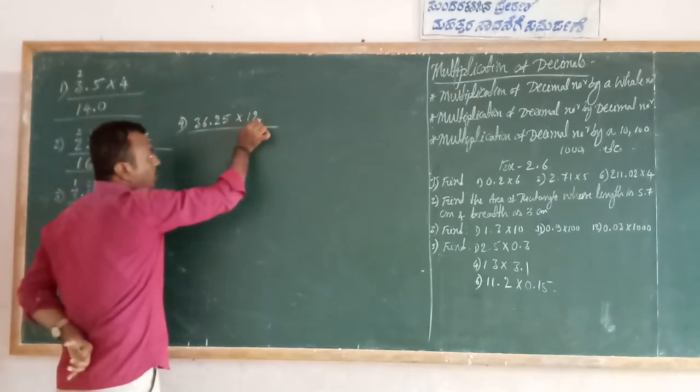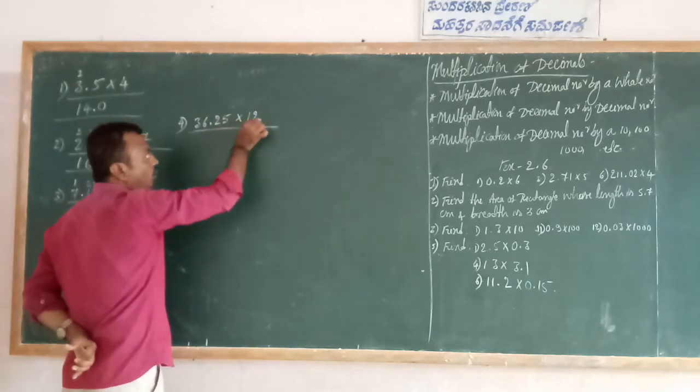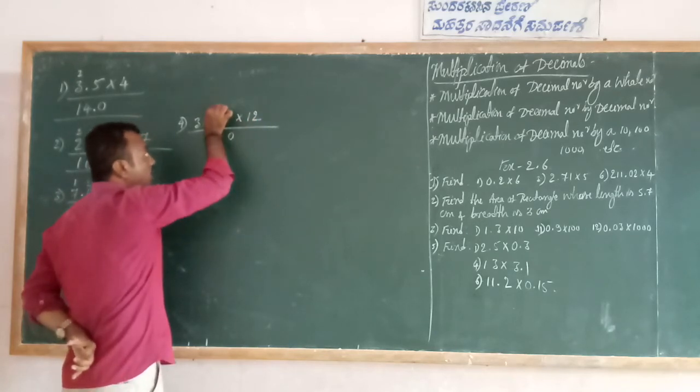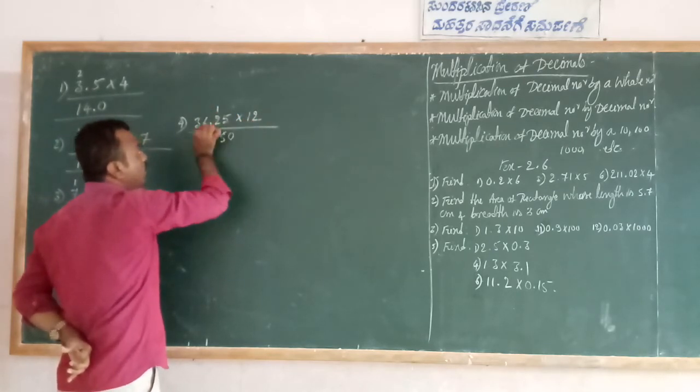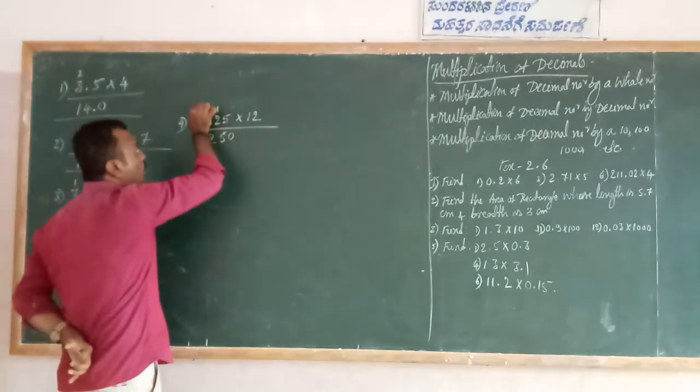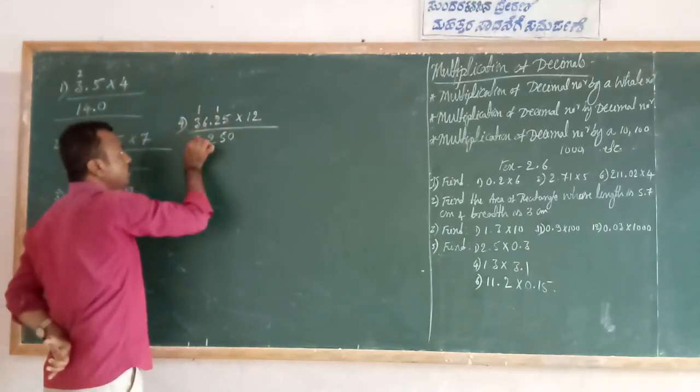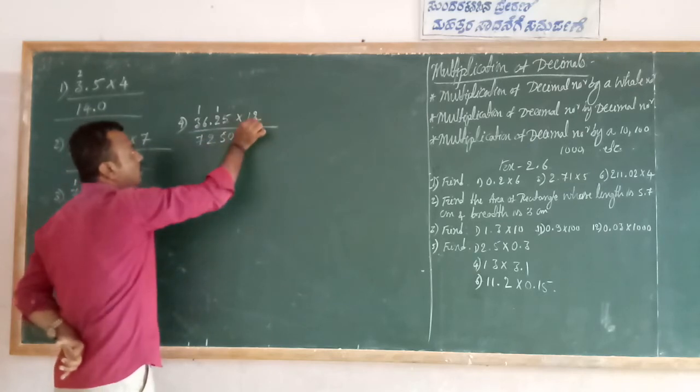See, first I will start from 2. 2 5s are 10. Carry 1. 2 2s are 4. 4 plus 1, 5. Next, 2 6s are 12. Carry 1. 2 3s are 6, plus 1, 7. Okay, this is the ones place.